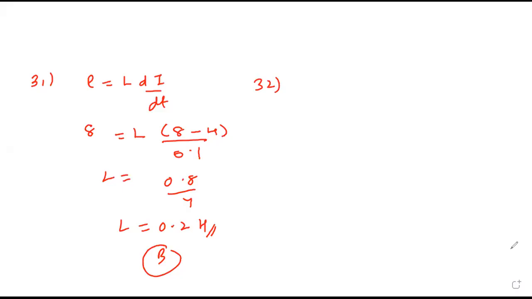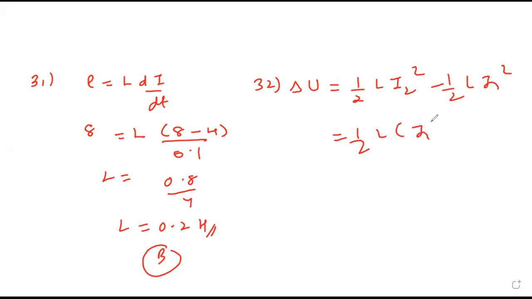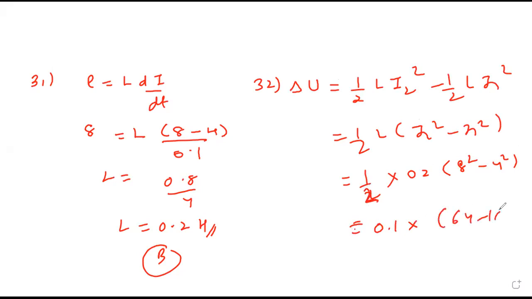Thank you for reminding. 32. Change in energy is half L I2 square minus half L I1 square, which is half L times (I2 square minus I1 square). Half of L, we got from the previous part, 0.2. I2 is 8 square minus 4 square. So 0.1 into 64 minus 16, 0.1 into 48, 4.8 joule. Option E.